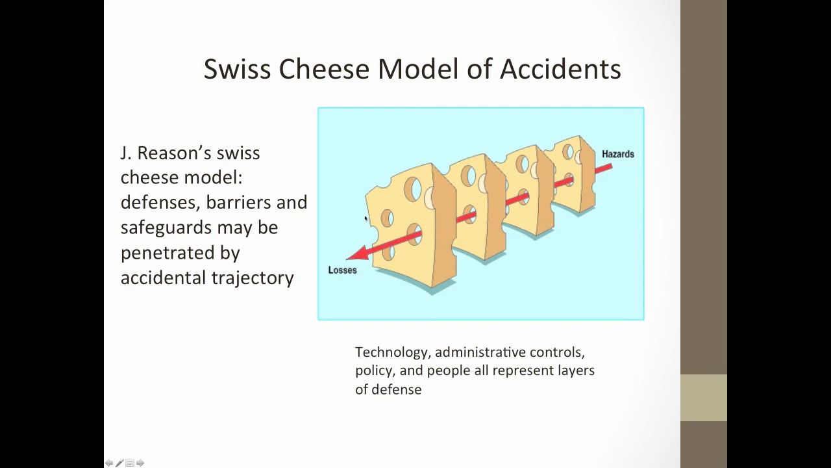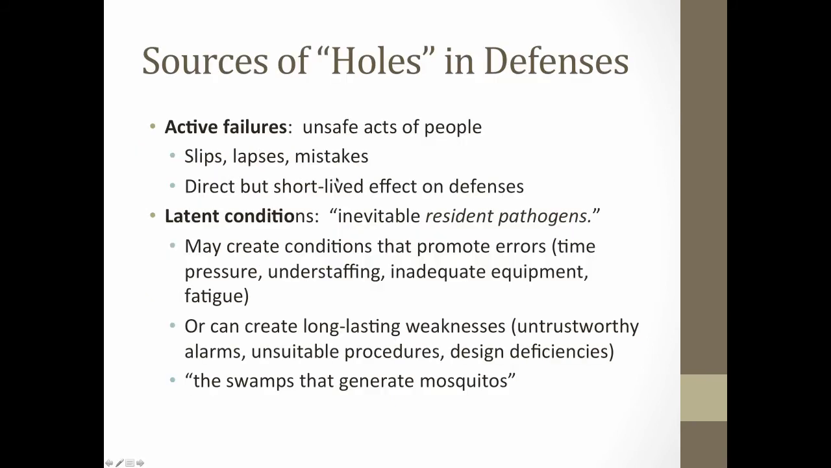All right, so the holes in the defenses arise for two reasons: active failures and latent conditions. Active failures are the unsafe acts committed by people. They take a variety of forms: slips, lapses, mistakes. Active failures have a direct and usually short-lived effect on the integrity of defenses. Take the Chernobyl nuclear power plant accident, for example. At Chernobyl, the operators violated plant procedures and switched off successive safety systems, thus creating the immediate trigger for the catastrophic explosion in the core. So that was a direct but short-lived effect, and unfortunately it was catastrophic in that case.